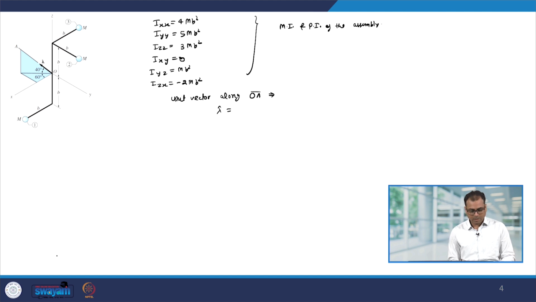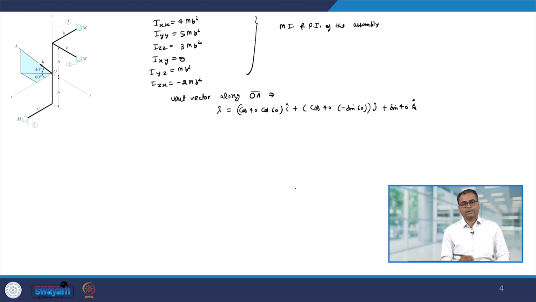Let us call the unit vector lambda cap. So, lambda cap will be, looking at the projection along the x axis, cos 40 degree cos 60 degree into i cap, plus cos 40 degree into minus sin 60 degree j cap, plus sin 40 degree k cap. So, this is the unit vector which I have written in terms of i, j and k. This can be found out because the values of cos 40 and cos 60 we know.